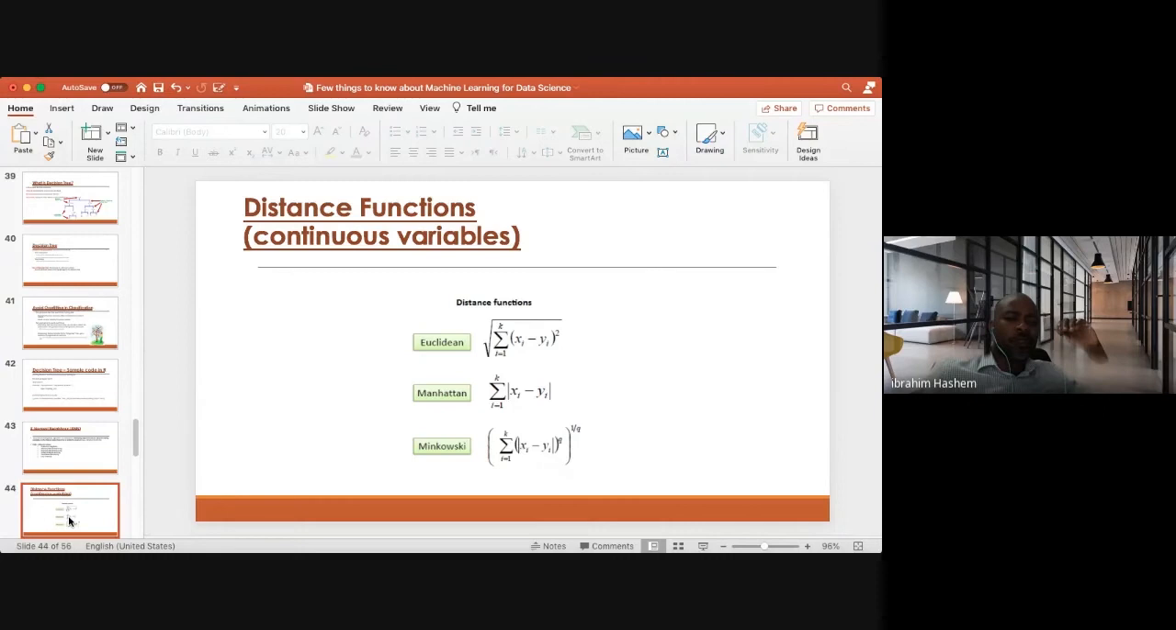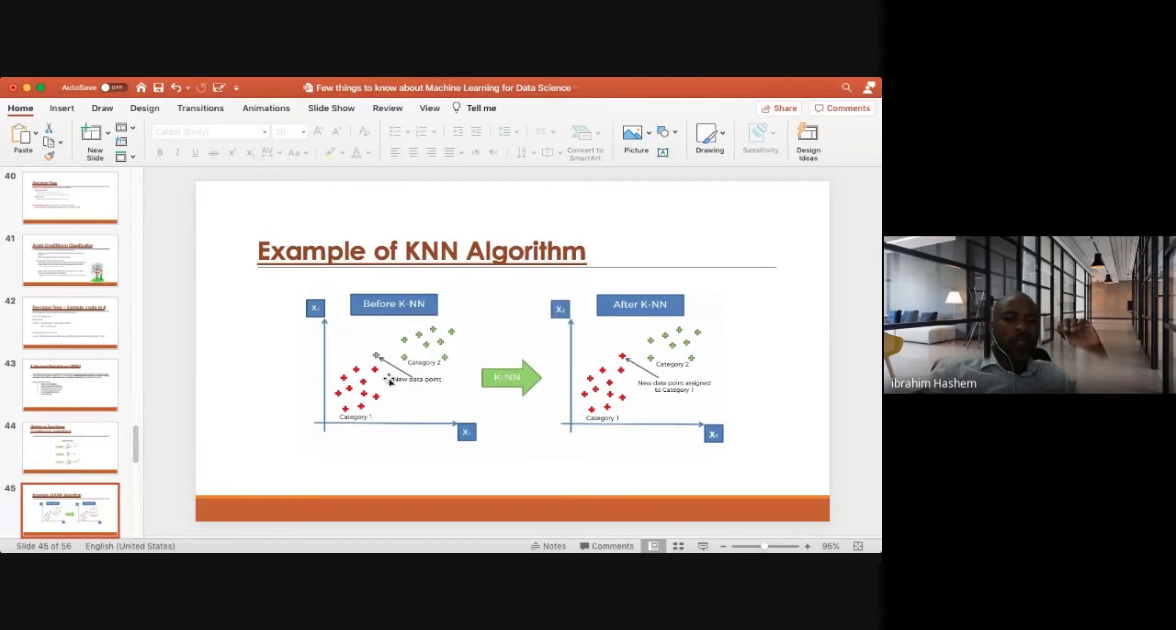So let's look at an example of this KNN algorithm. Let's say we have data with two categories. Here we have X1 and X2, and this is the class label, which is category 1 and category 2. So this is before we apply KNN. When we apply KNN, we should be able to classify these new data points into whether they belong to category 1 or category 2. The final result after we use KNN should be something like this, meaning it's red. So the new data point is categorized or predicted to be red rather than green.